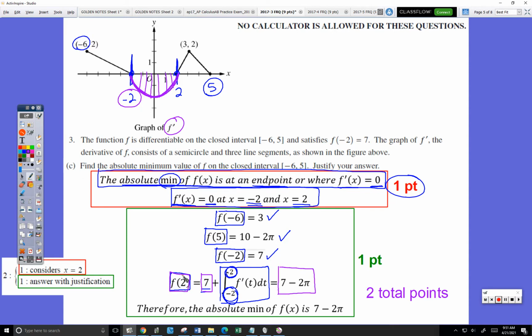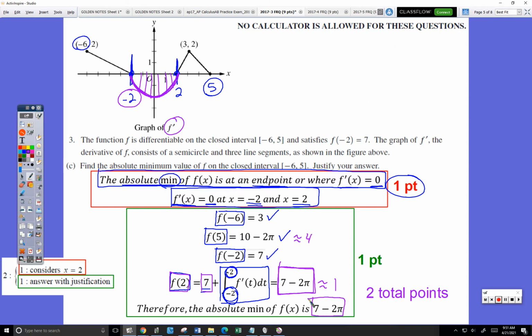I'm looking for the lowest value. Let's see. 2 times pi, that's like about 6. So this is about 1. This is going to be about 4. This is the lowest value of f.